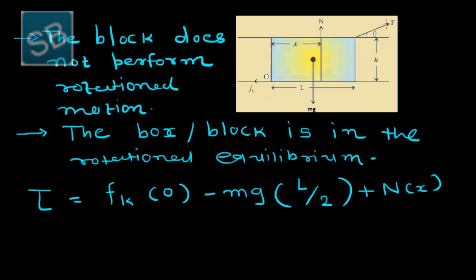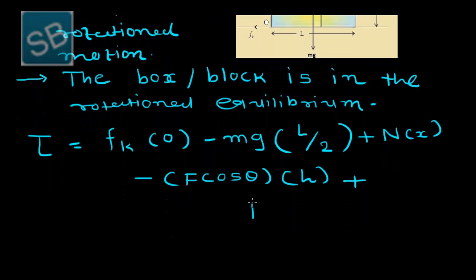and the next one is the force F in the horizontal direction. The angle is theta, so the parallel component will be minus F cos theta, which will be multiplied with height h. Similarly, in the vertical direction, the force which is acting is F sin theta into L, that is equal to 0, because the resultant torque of the system we have to consider as 0.